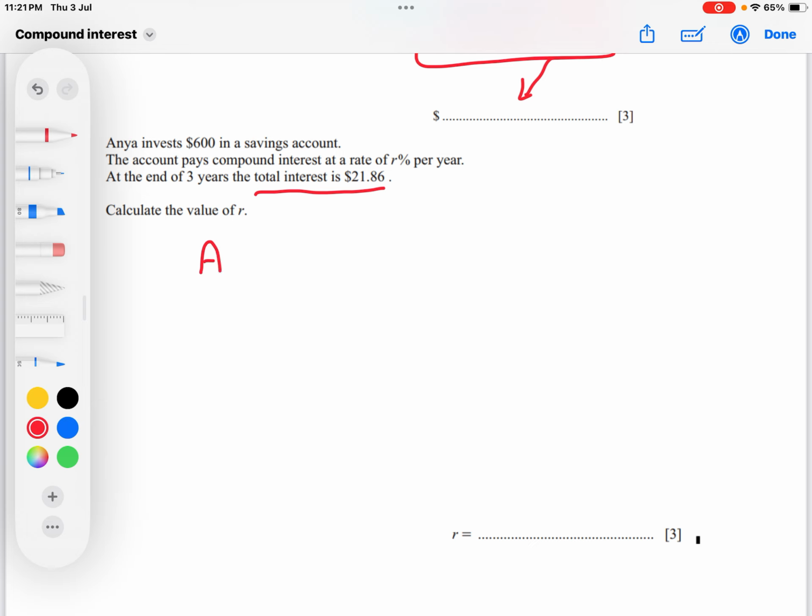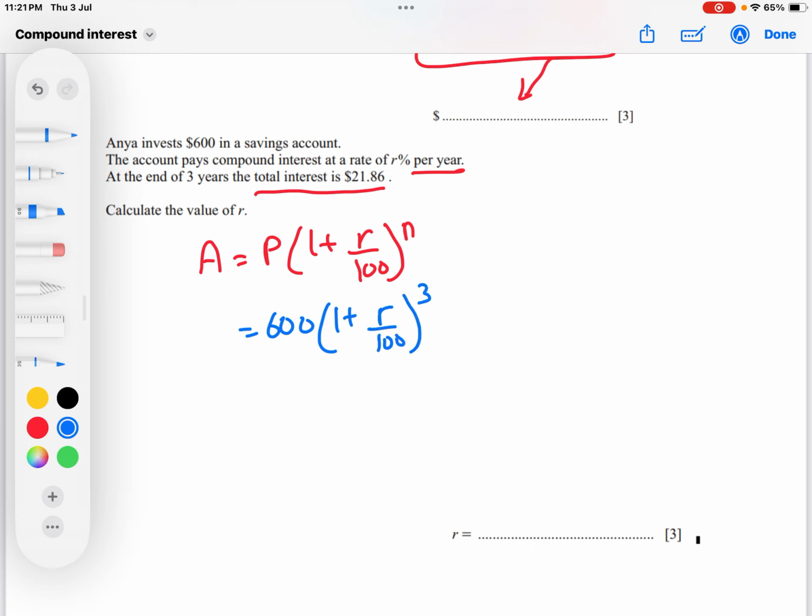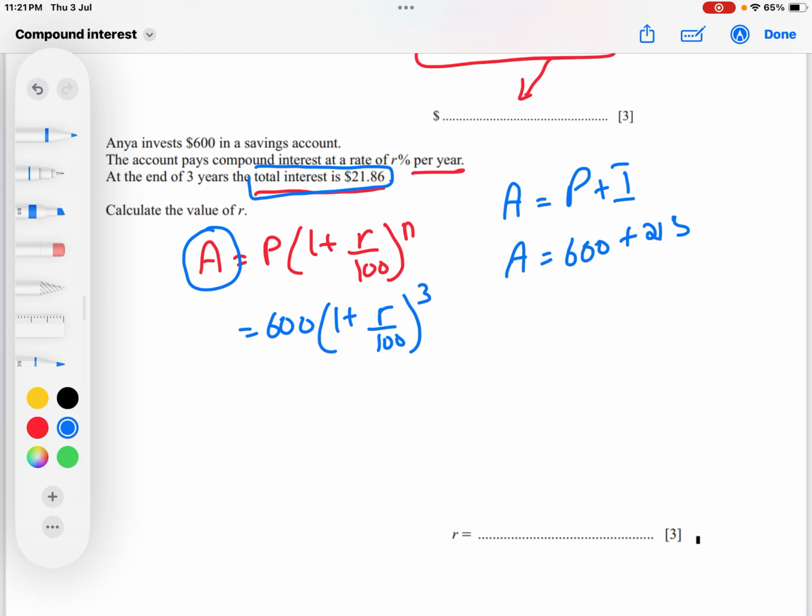Now the formula is A is equal to P times 1 plus R upon 100, because they are talking per year, so we need to divide by 100. Now we will write 600 here. We need to find R, so R will remain R, and the power will be 3, because it is at the end of 3 years. Now this is basically an amount, and we know the amount formula is A is equal to P plus interest. In the question they have given the interest value: the principal is 600 and the interest is 21.86.